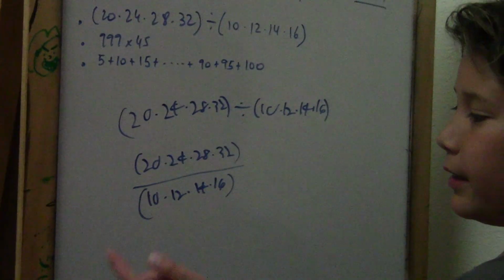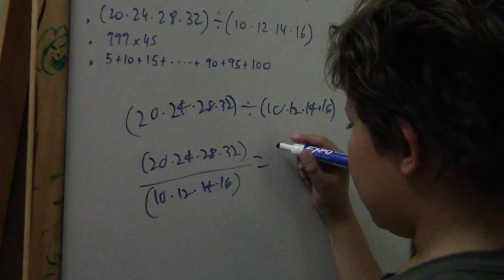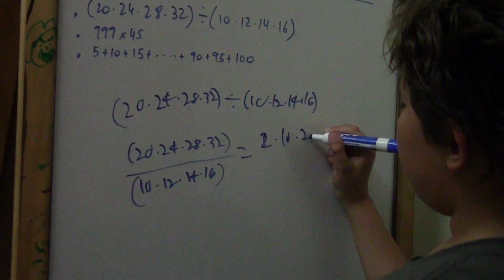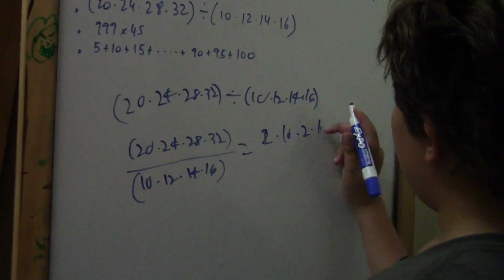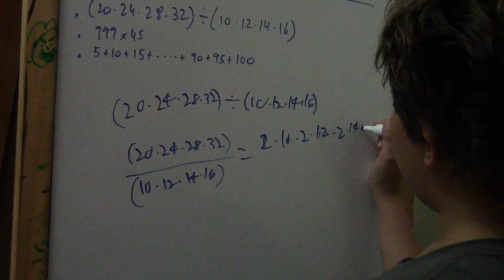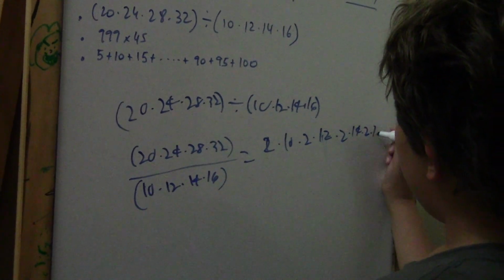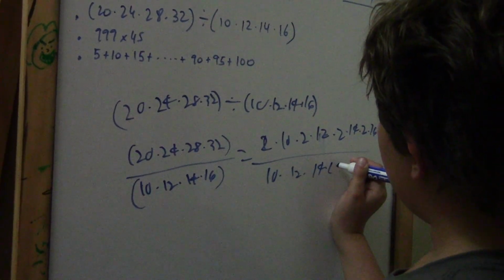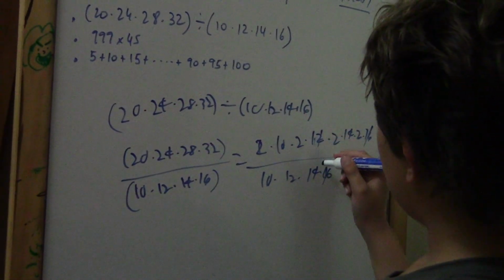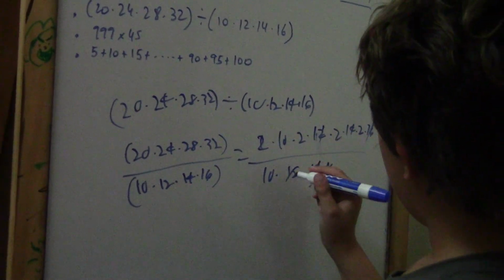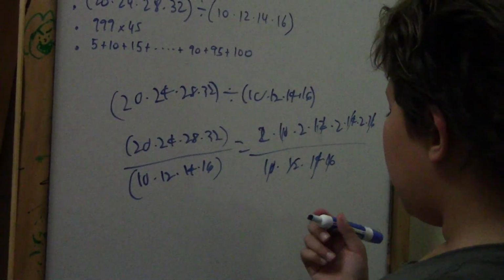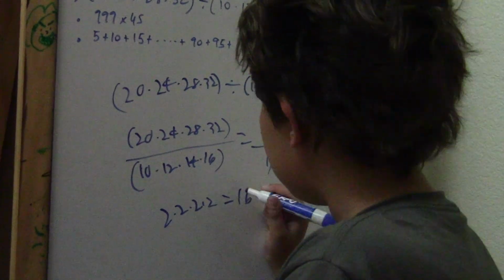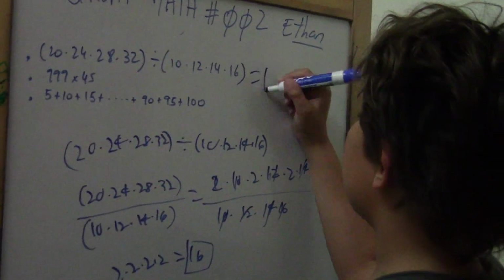Alright. And then what we do next is this. 2 times 10 times 2 times 4. 12 times 2 times 14 times 2 times 16, and then 10 times 12 times 14 times 16. So we cancel the numbers that are marked in there off. Alright, so then it's 2 times 2 times 2 times 2, which will equal 16. Our answer for the first problem.